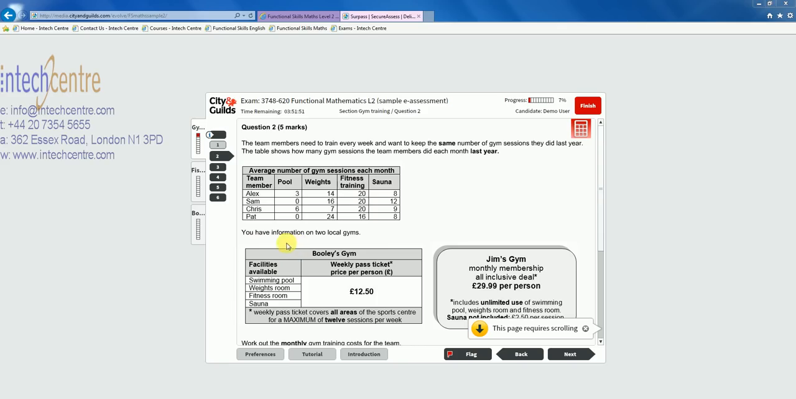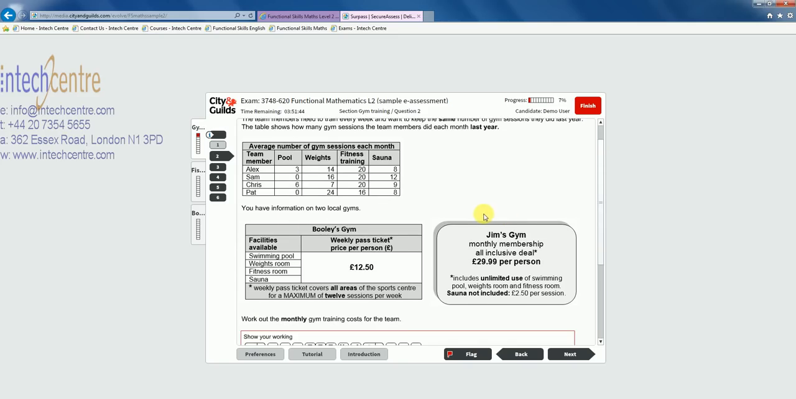So you have information on 2 local gyms. Make sure you scroll down to receive all the information that you need to answer the questions. So we have Booley's Gym here and we have Jim's Gym here. Booley's Gym is a weekly pass ticket, and it covers all areas of the sports centre for a maximum of 12 sessions per week.